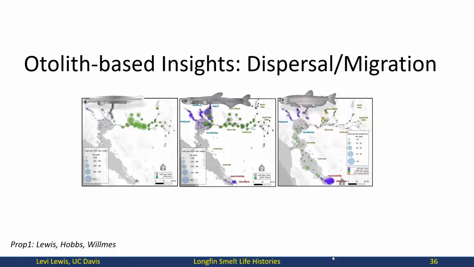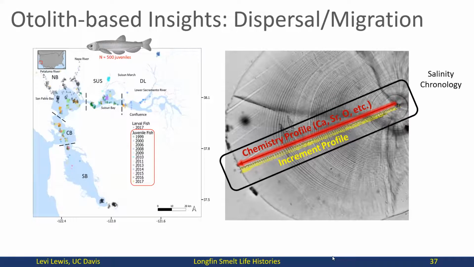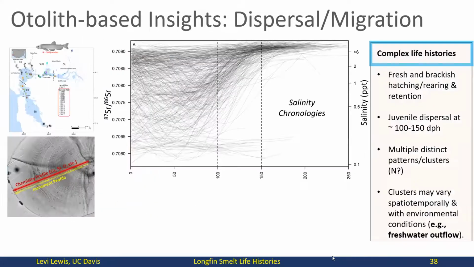And last, we also were looking at dispersal and migration, again, for the same group of fish. So the otoliths are just such a powerful tool because we can look at all these different metrics for every individual fish. So again, same group of fish, same profiles, but now we're combining the increment profiles with the chemistry profiles, and that allows us to generate this salinity chronology. And these are the salinity chronologies of our 500 juvenile longfin smelt in this study.